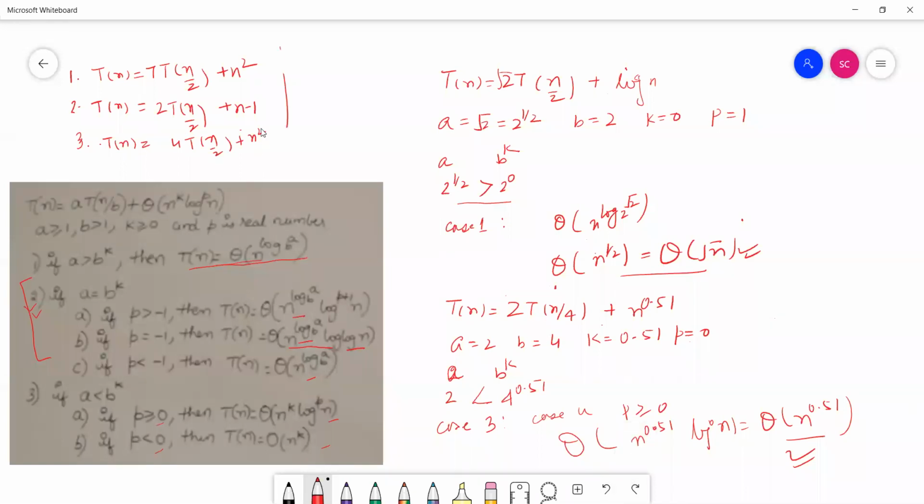Always remember, I have already told you that constants we ignore. So here minus 1 doesn't matter. Similarly, we also ignore floor and ceiling. So suppose a question is given like this: T(n) = 7T(floor of n/2) + n square. So this floor means nothing. Floor and ceiling mean nothing. So solve this quickly.